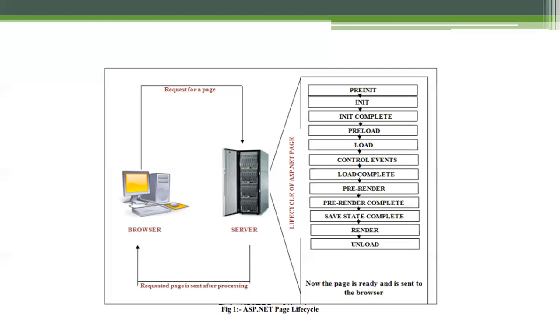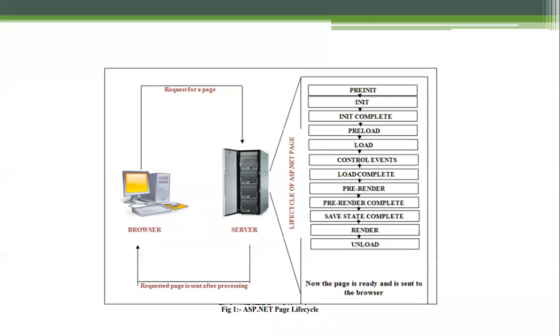Next, init complete. This event will be raised after completion of the initialization stage of the page. Only one operation will take place between init and init complete event, that is, tracking of the view state changes is turned on. We can use this event to make any changes to the view state. If you want to change something in the view state, we can use init complete. Preload event. This event is raised after the view state of the page and control state of the controls is loaded.